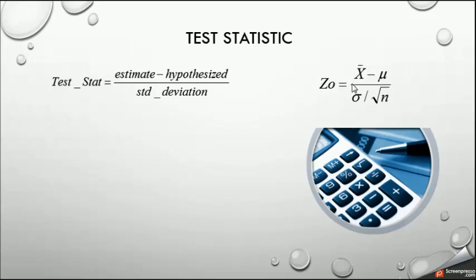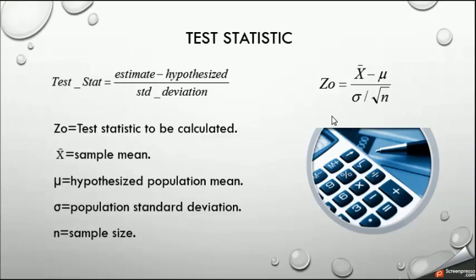We have Z0 which is equal to X bar, which is the sample mean, minus mu, which is the hypothesized population mean. Now we divide by sigma over square root of n. In fact sigma over square root of n is the standard deviation of X bar itself. We know sigma, we are lucky to know sigma of the population, and we also divide by square root of n to have the standard deviation of X bar.